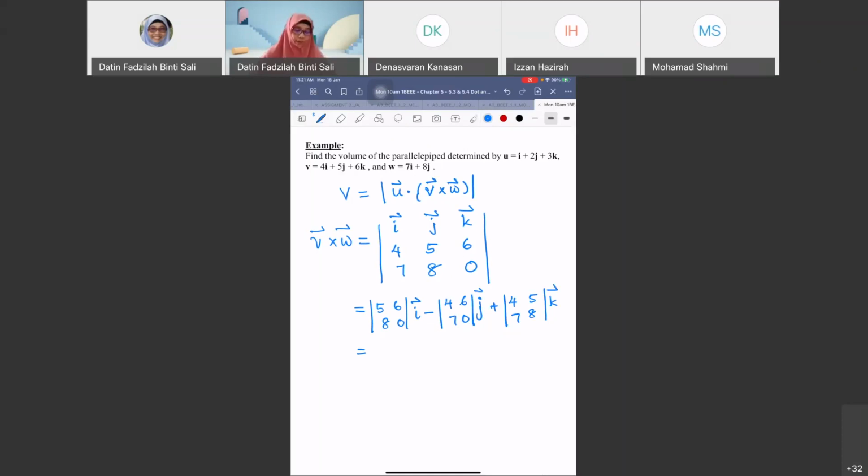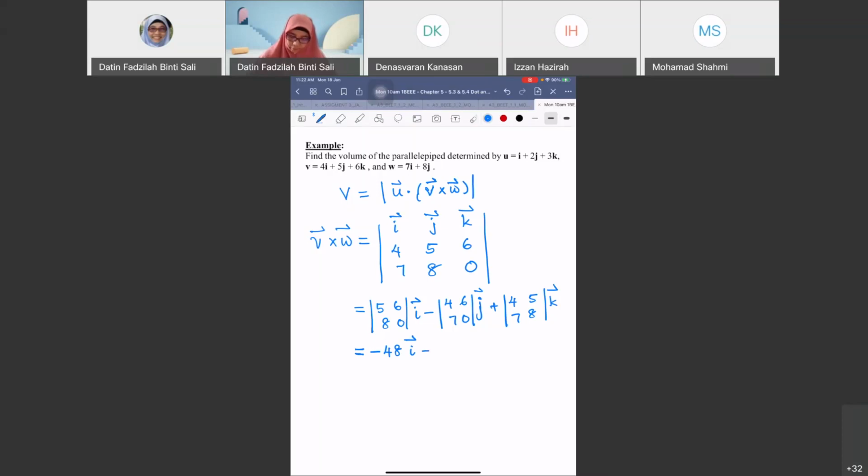Maybe we can straight away compute this, if you can all follow me. For the I, you start with multiplying the main diagonal, 5 times 0, so 0. And then minus. So don't forget, as I mentioned, the tendency of making mistakes is there if you're not careful. If I make a mistake, you just let me know also. So main diagonal, 5 times 0, 0, and then minus 8 times 6, so that is 48. So that is for the I.